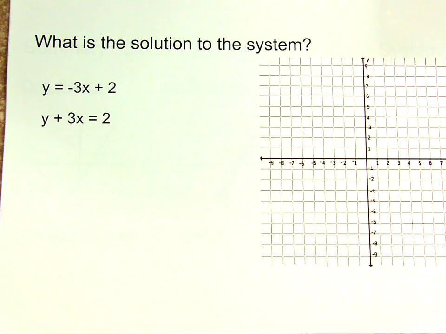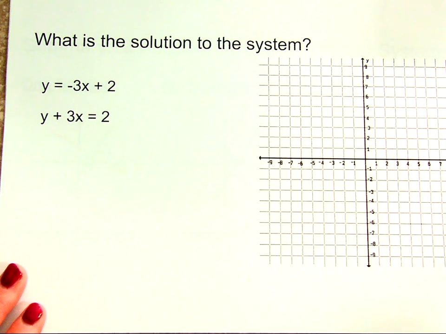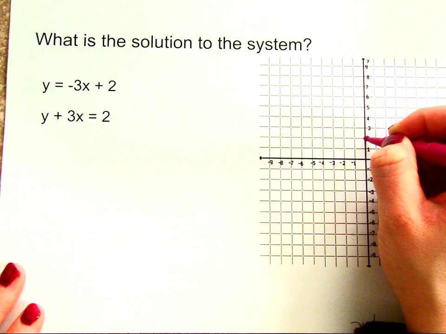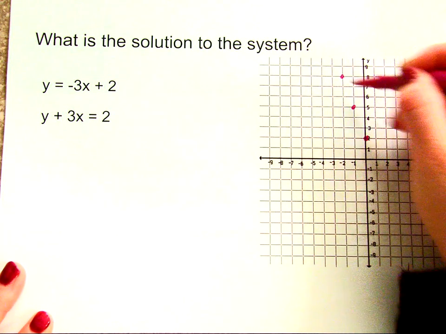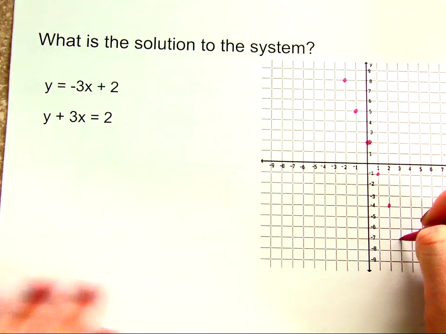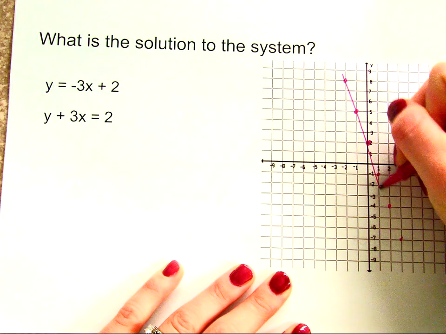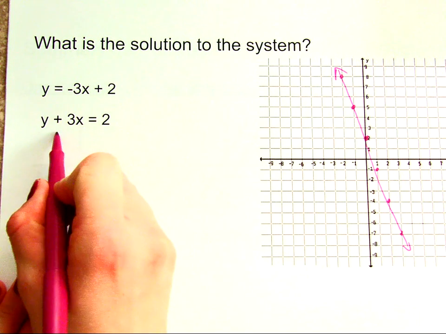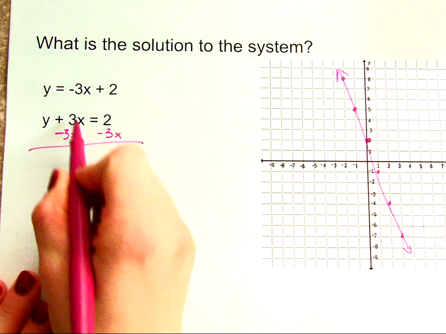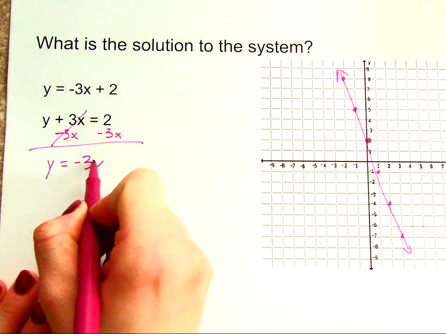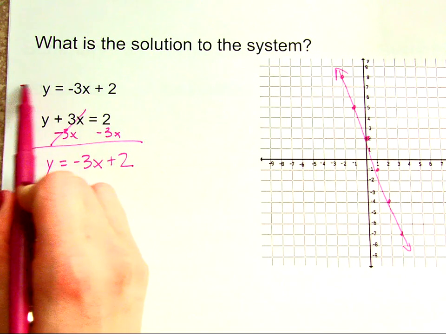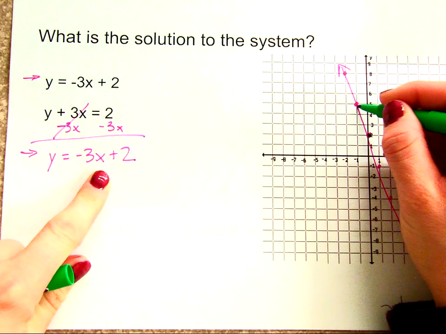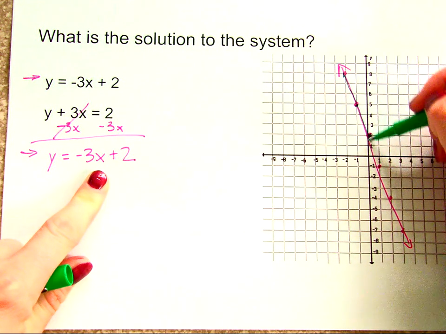Let's look at this system together. So if I graph this first line, I've got 2 is my y-intercept and a slope of negative 3. Okay, the second one is not in slope-intercept form, so I'm going to rearrange it. So y is equal to my negative 3x plus 2, which notice now this is the exact same equation. Which means if I graph the second equation, I have y-intercept of 2, slope of negative 3. It's the exact same line.